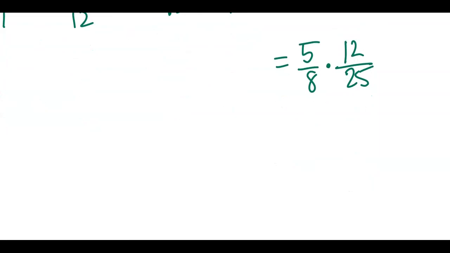Don't start looking at this saying, oh, cool, I can start cross multiplying. Do not cross multiply here. This multiplication dot means you are not cross multiplying. If it was an equal sign in the middle, yes, you could cross multiply. What I could do here is I can make this 5 times 12 over 8 times 25.